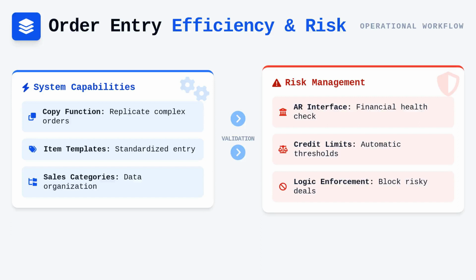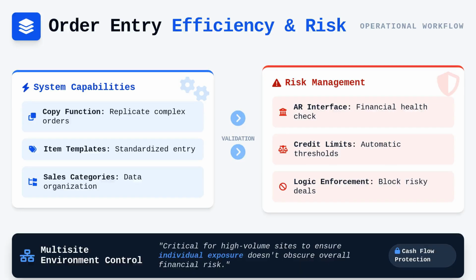When a sales order is created, the system interfaces directly with accounts receivable to evaluate the customer's financial health before committing company resources. If an order exceeds a credit threshold, the system enforces business logic that prevents risky transactions from proceeding, thereby protecting the organization's cash flow. Such validations are essential in a controlled multi-site environment where order volume might otherwise obscure individual exposure.